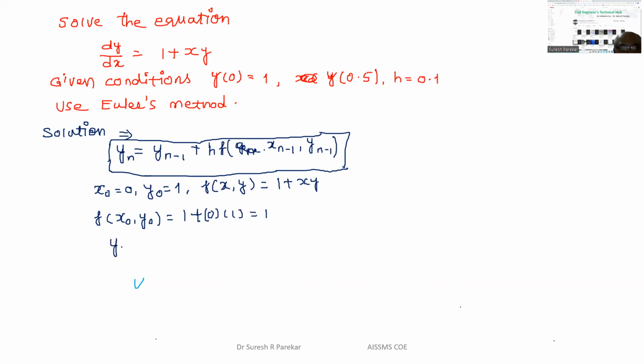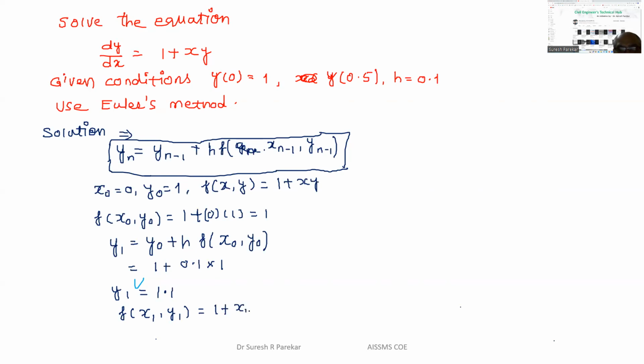Now if I have to find y1, it is equal to y n minus 1, meaning y naught, plus h f of x naught y naught. Putting in y naught as 1, h as 0.1 and f of x naught y naught as 1, we get y1 equal to 1.1. Now knowing y1 as 1.1, we can find f of x1 comma y1.